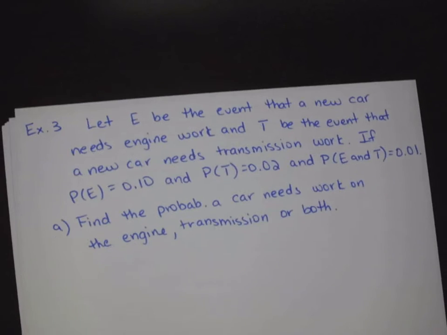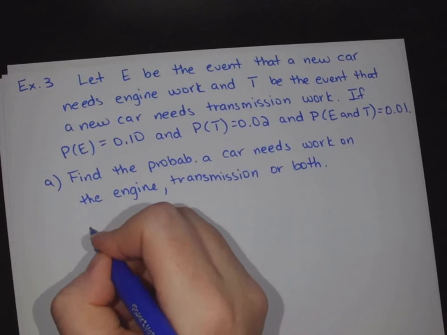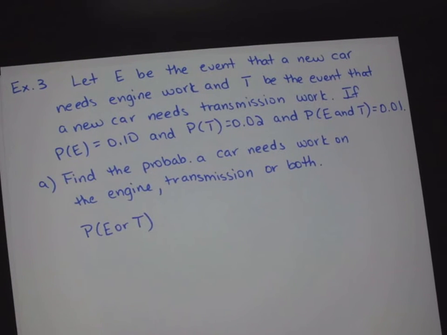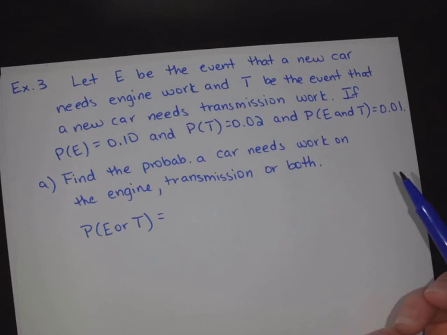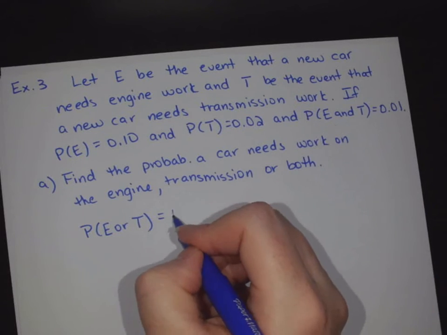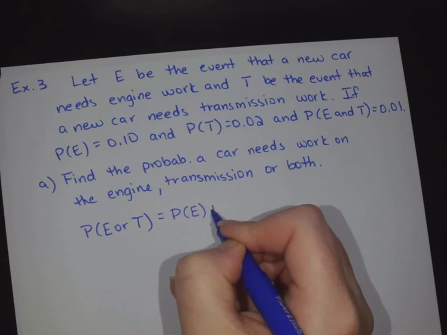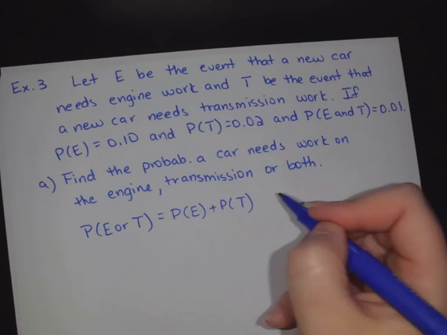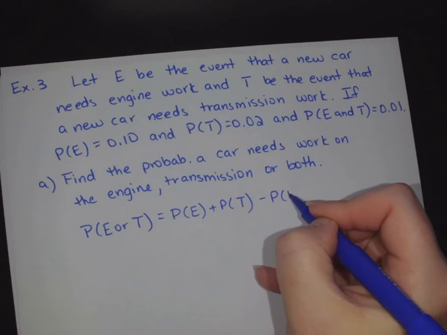by very definition, that is E or T, because that's what or means. It means one or the other or both. Then I just need to use the formula. The question is, can I use the simplified formula or not? And the answer is I can't, because they can occur together. So I'm going to need to use the longer formula: the probability of the first plus the probability of the second minus the probability of both.